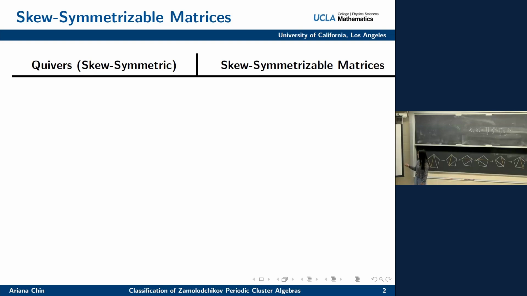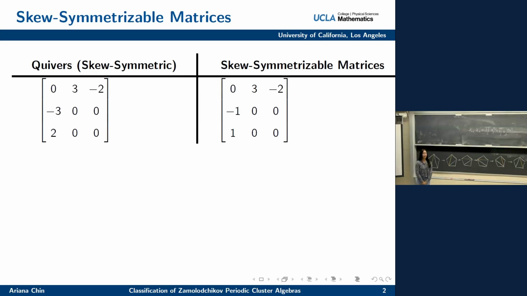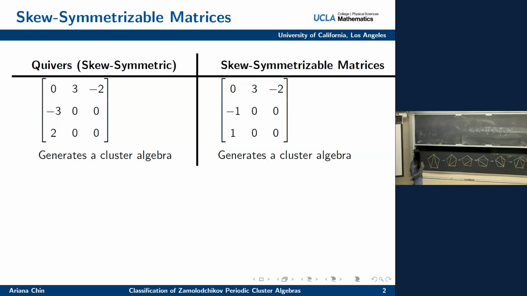So we say that a matrix is skew-symmetrizable if we can make it skew-symmetric by scaling its rows by some positive scalar. For example, this matrix here is skew-symmetrizable because we can scale its rows by 1, 3, and 2 to get to a skew-symmetric matrix on the left. And both of these generate a cluster algebra. In fact, every cluster algebra is generated by some skew-symmetrizable matrix.